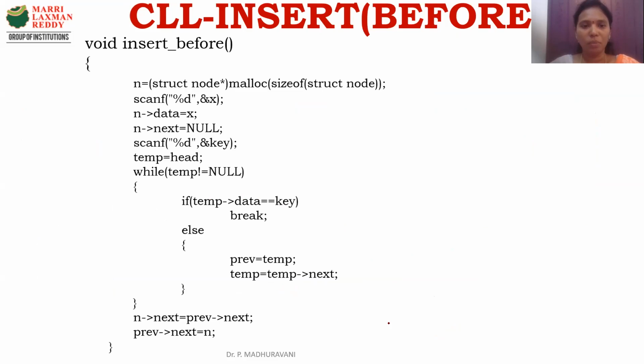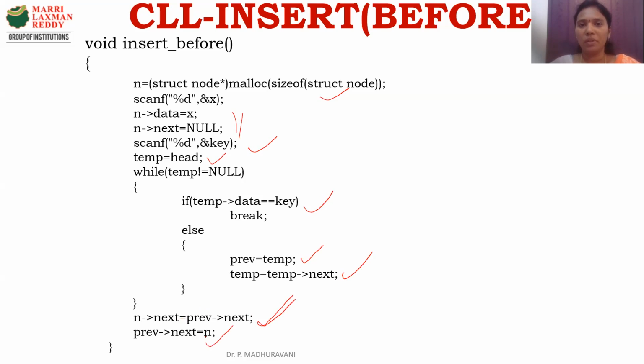The implementation for before is very similar to single linked list. Allocate memory, do initializations, read the key value. Starting from the first node, search for the key value. If you are not able to find it, then store temp in the previous pointer and move temp to the next node. The right side link is the connection between the new node and the temporary node, and this is the link between the previous node and the new node. This is about the insertion operation in circular linked list.